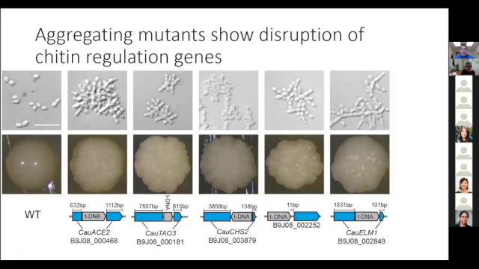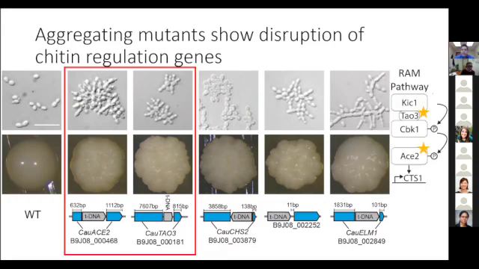So I'm showing here a subset of some of our mutant strains that we've done the sequencing to identify the transgene insertion sites. And we noticed a signature, if you will, for genes involved in the regulation of chitin production and degradation. We have chains of cells here with an insertion site in an ortholog of the chitin synthase gene CHS2, as well as insertions here in a pair of members of the RAM pathway.